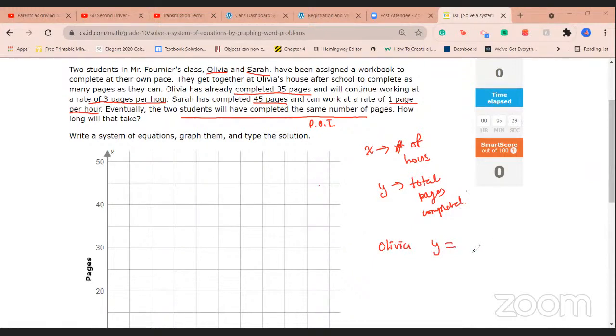Now, would you like to make the equation for Olivia? y equals 3x plus 35. Very good. And for Sarah? y equals 1x plus 45. Very good.